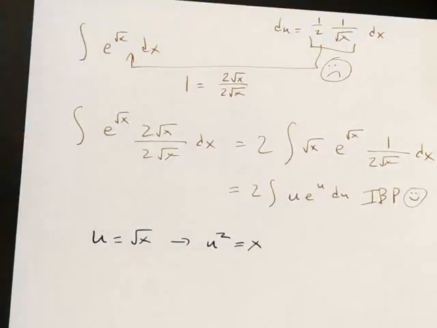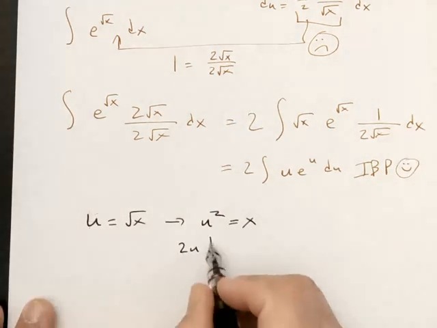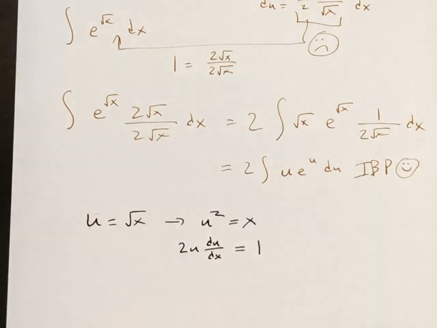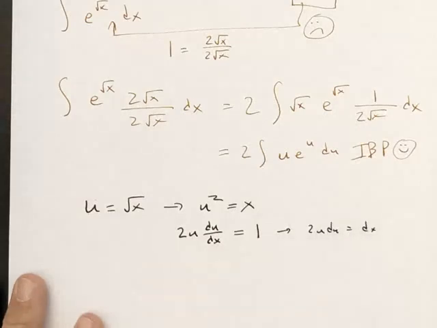Now, normally we would take the derivative, right? And I'd have du dx. But what happens if I take the derivative on the left? What's the derivative of u squared? But wait, there's more. That's implicit derivatives, isn't it? Because u is a function of x. So when I do the derivative of u squared, I get 2u, but then the derivative of the inside, du dx. I put that on the other side, and I get 2u du equals dx.